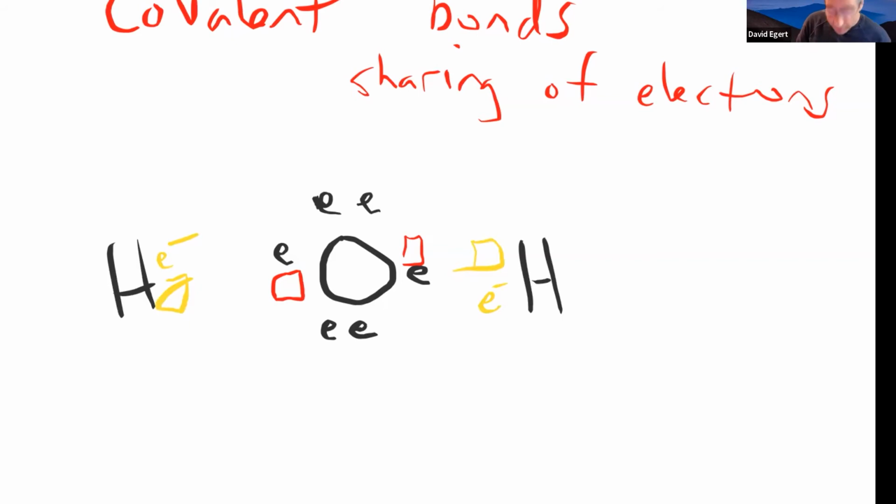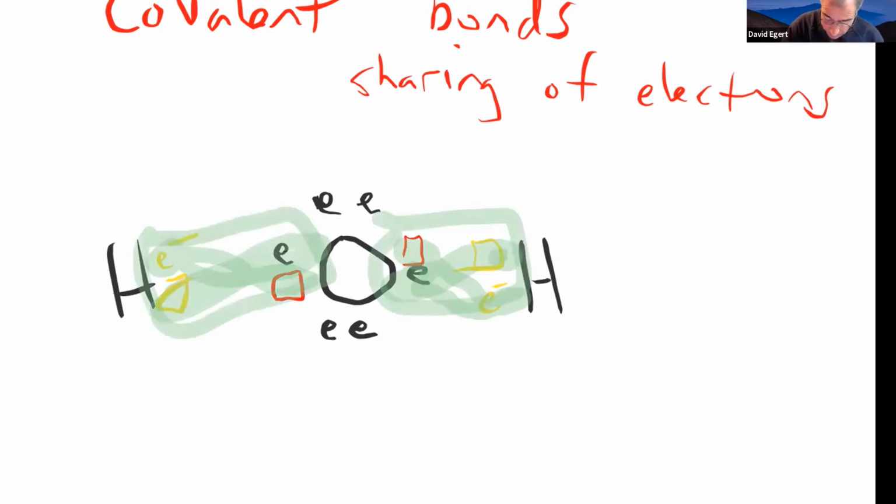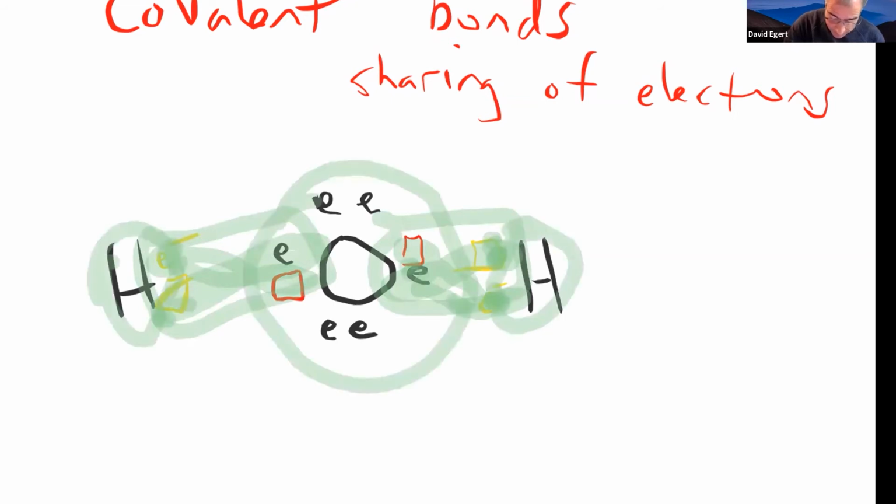So what happens is you can have a sharing. This electron spends some time here and sometimes here. This one spends sometimes here and here. This one spends sometimes here and here. So both of these guys are happy. This one is seeing 2 electrons, which it likes. This one is seeing 8 electrons, which it likes. So this is an energetically favorable situation for everybody involved. That's a covalent bond.